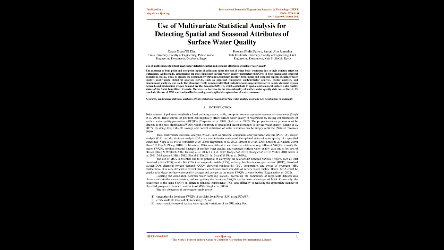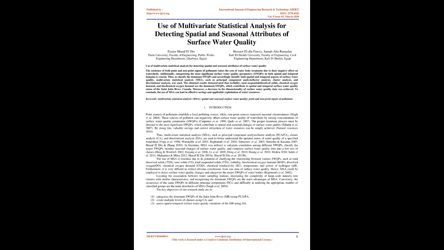The existence of both point and non-point inputs of pollutants raises the cost of water body treatment due to their negative effect on watersheds. Additionally, categorizing the most significant surface water quality parameters, SWQPs, in both spatial and temporal domains is crucial. Thus, to classify the dominant SWQPs and accordingly identify both spatial and temporal aspects of surface water quality, multivariate statistical analysis, MSA, such as principal component analysis/factor analysis, cluster analysis, and discriminant analysis, was used.